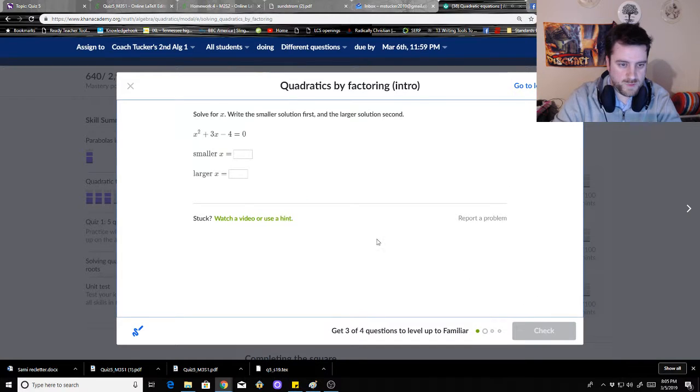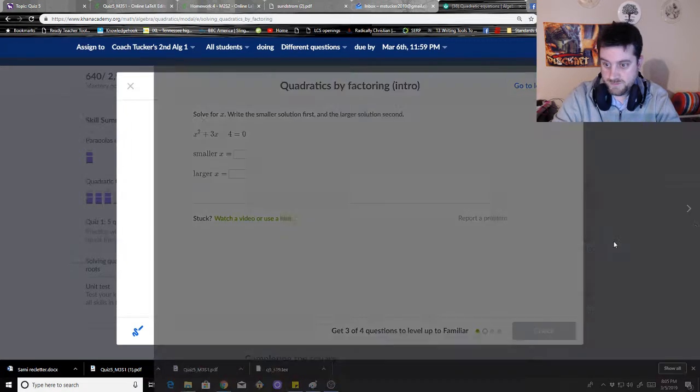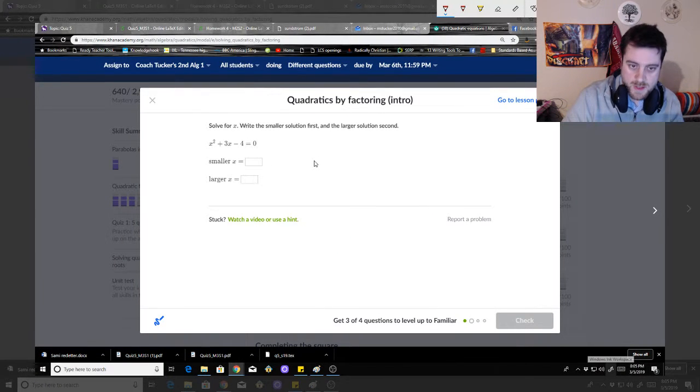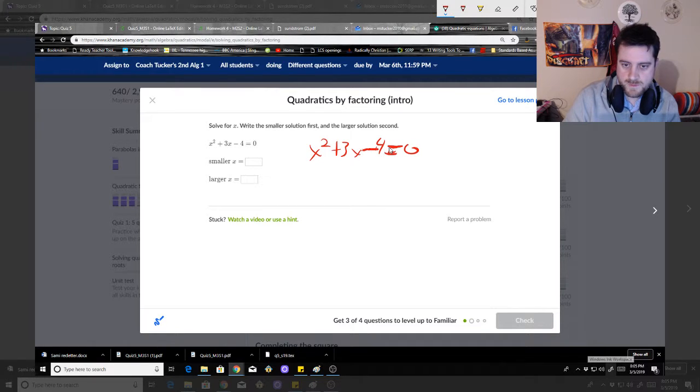Real quickly, we'll do one more, just because this one's easy. What factors of 4 subtract to be 3? Well, obviously it's 4 and 1 because it's the only factors of 4 that subtract to be 3, right? So you have x squared plus 3x minus 4 equals 0. So factors of 4 that subtract to be 3, that's 4 and 1. So x, 4, 1. They're both different signs. The bigger sign gets the positive.